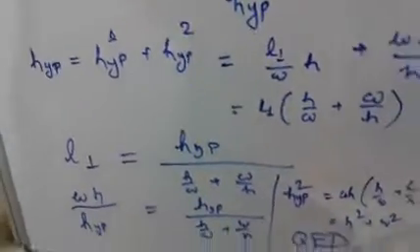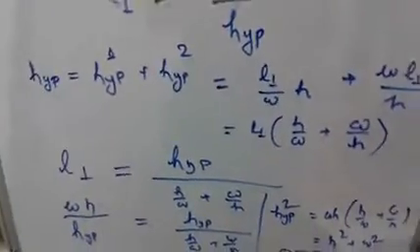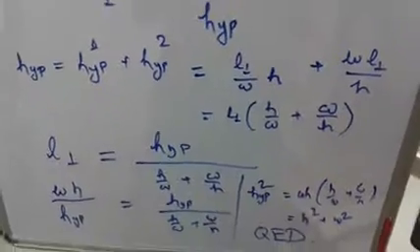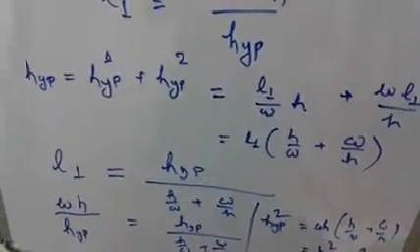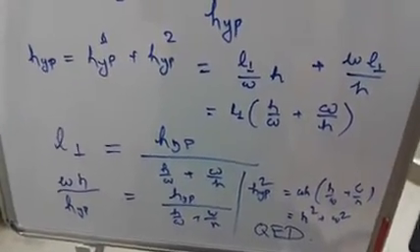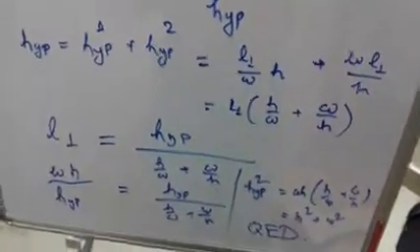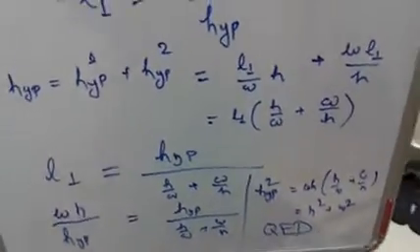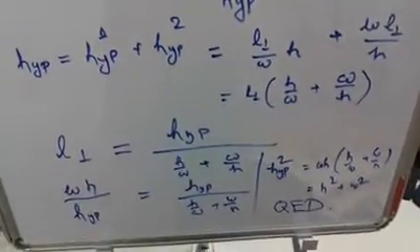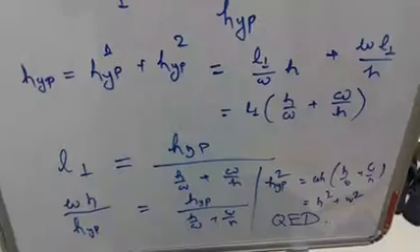Perfect. Now, what we can see from this equation, we can again get L perpendicular in terms of h by p, the hypotenuse, and h by w and w by h, or that is h and w. So L perpendicular is given by h by p divided by h by w plus w by h.